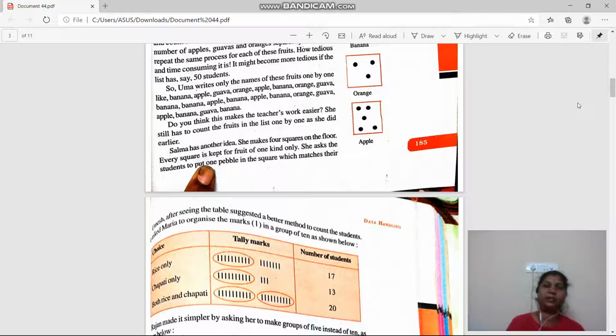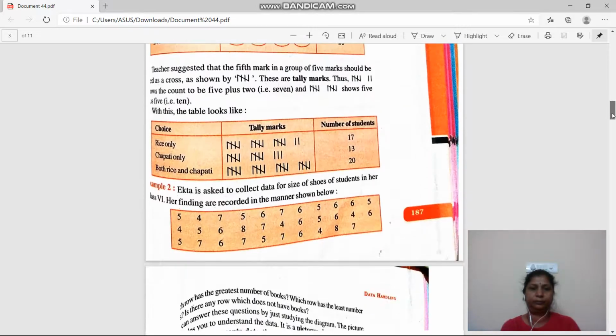If you practice, I am 100% sure you can do it perfectly. Okay, so it is not so that ma'am is telling and you just listen and you can clearly understand. No, you have to practice it. Okay, now next thing, it is about the tally mark.